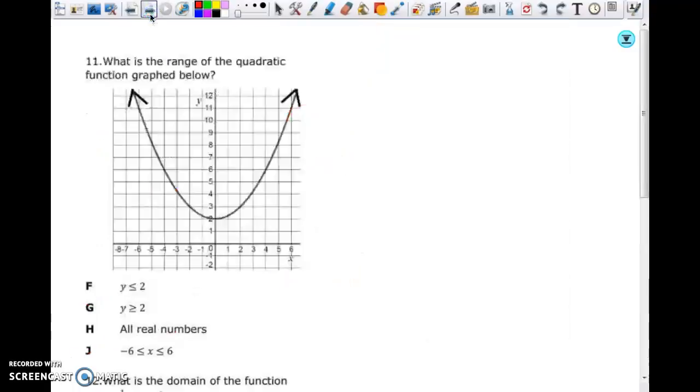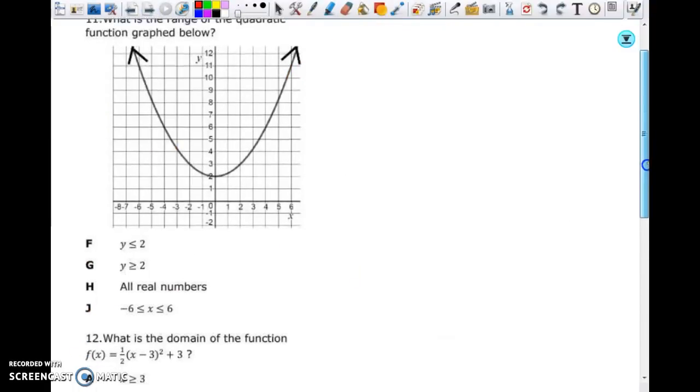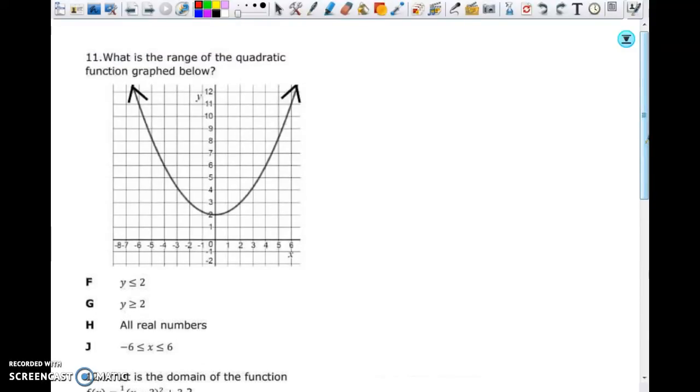Okay, and then the last two that we're doing are 11 and 12. This one I'll probably do with you. So this is number 11. What is the range of the quadratic function graphed below? So remember, range.